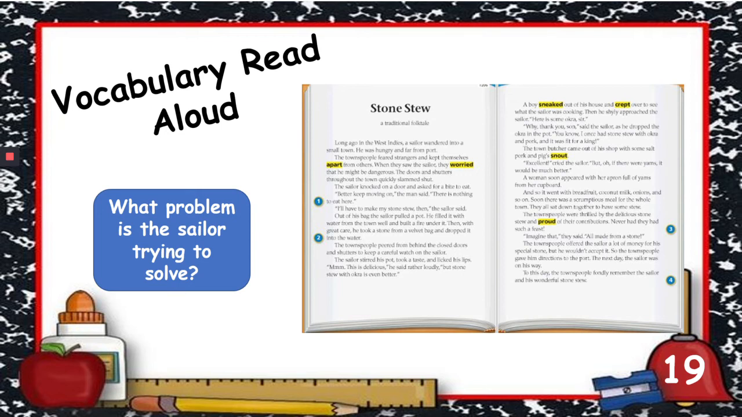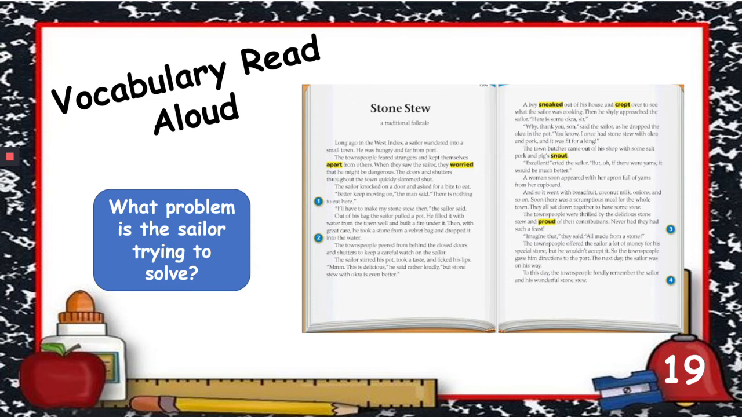"Better keep moving on," the man said. "There is nothing to eat here." "I'll have to make my stone stew then," the sailor said. Out of his bag, the sailor pulled a pot. He filled it with water from the town well and built a fire under it. Then, with great care, he took a stone from a velvet bag and dropped it into the water.